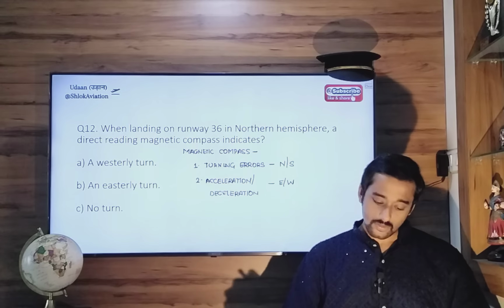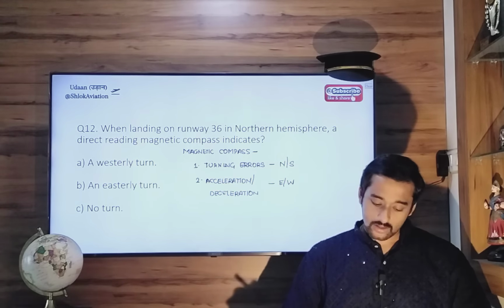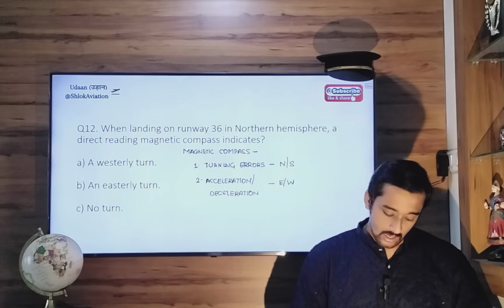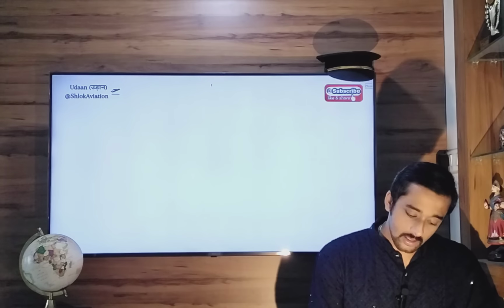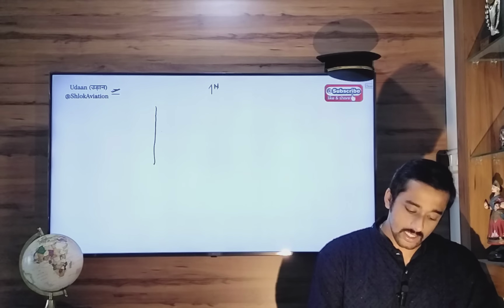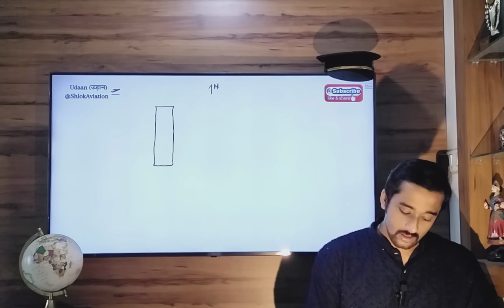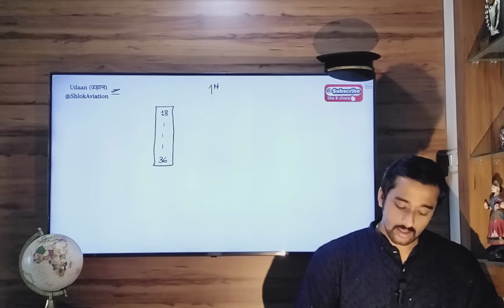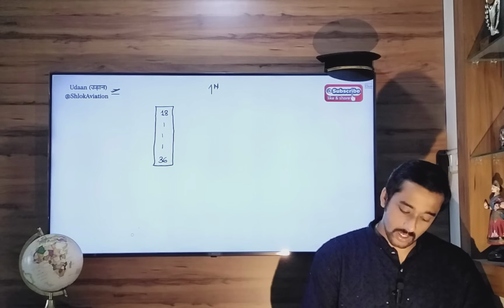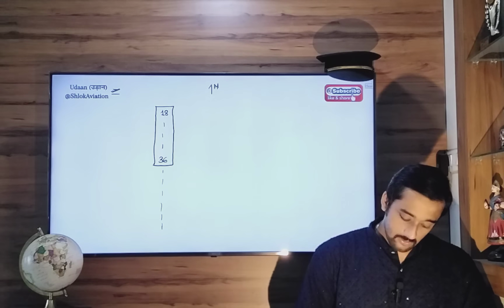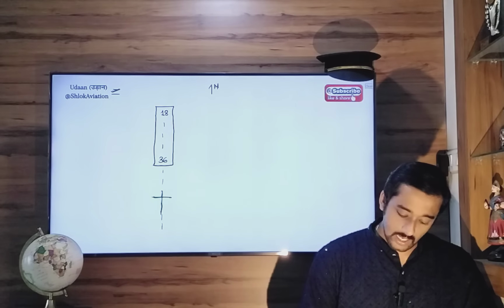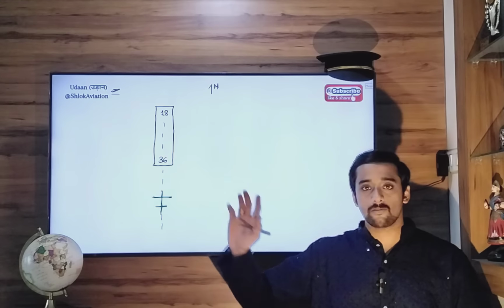Okay, next. So next is east-west, you have acceleration, deceleration errors. Now, let's say this is your north datum, and here is your runway 36. This is runway 36, this is runway 18. Now, when this aircraft is landing on this particular runway 36, it will be oriented with this runway and it will land straight ahead on runway 36.